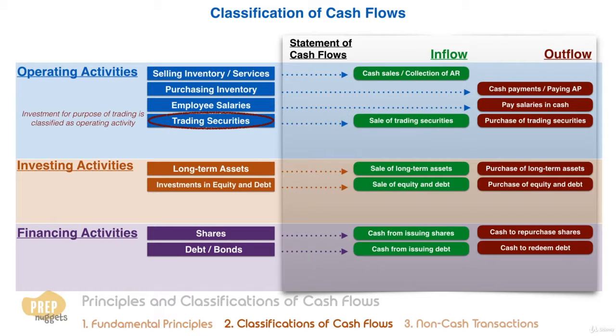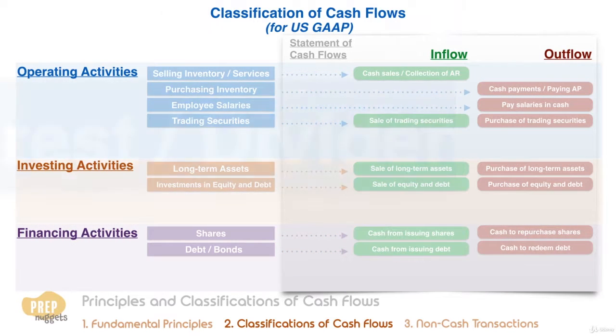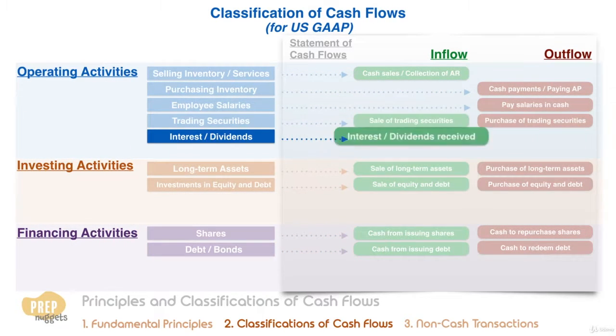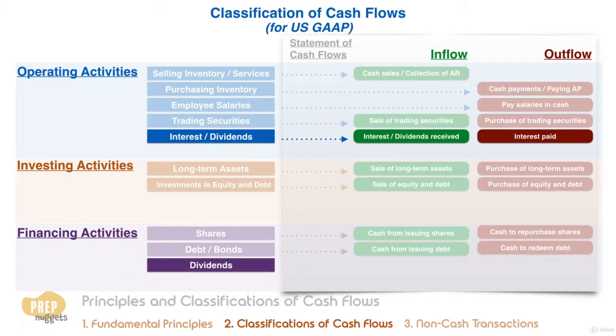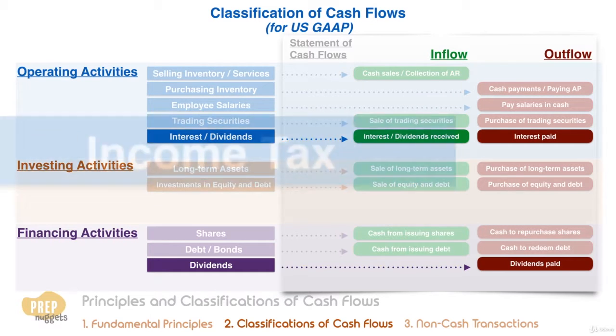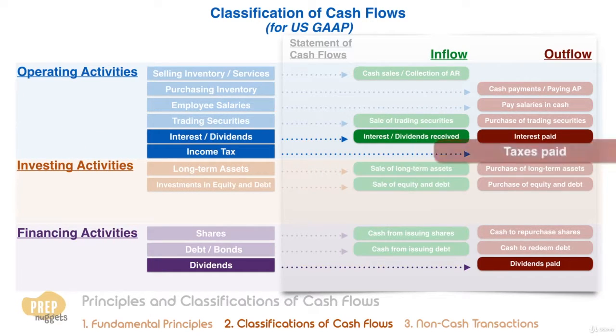The activities we've gone through so far are straightforward and consistent between IFRS and US GAAP. The classification for interim income like dividends and interest and taxes paid are a bit more tricky. Under US GAAP, interest or dividends received and interest paid are reported as operating activities. Dividends paid are always reported as financing activities. Taxes paid are always reported as operating activities.